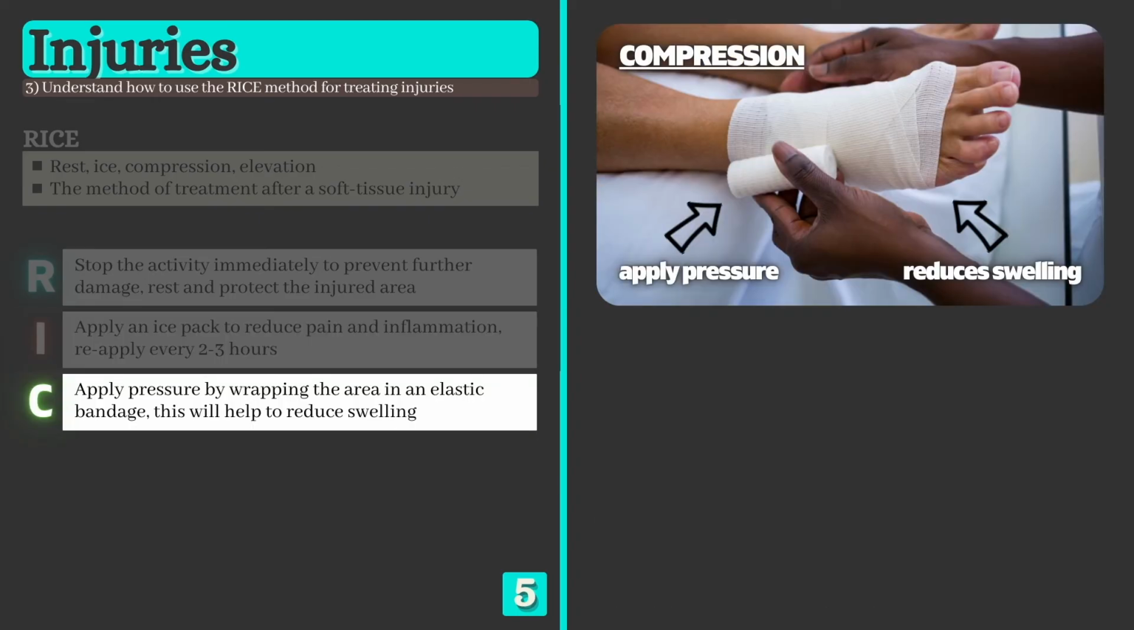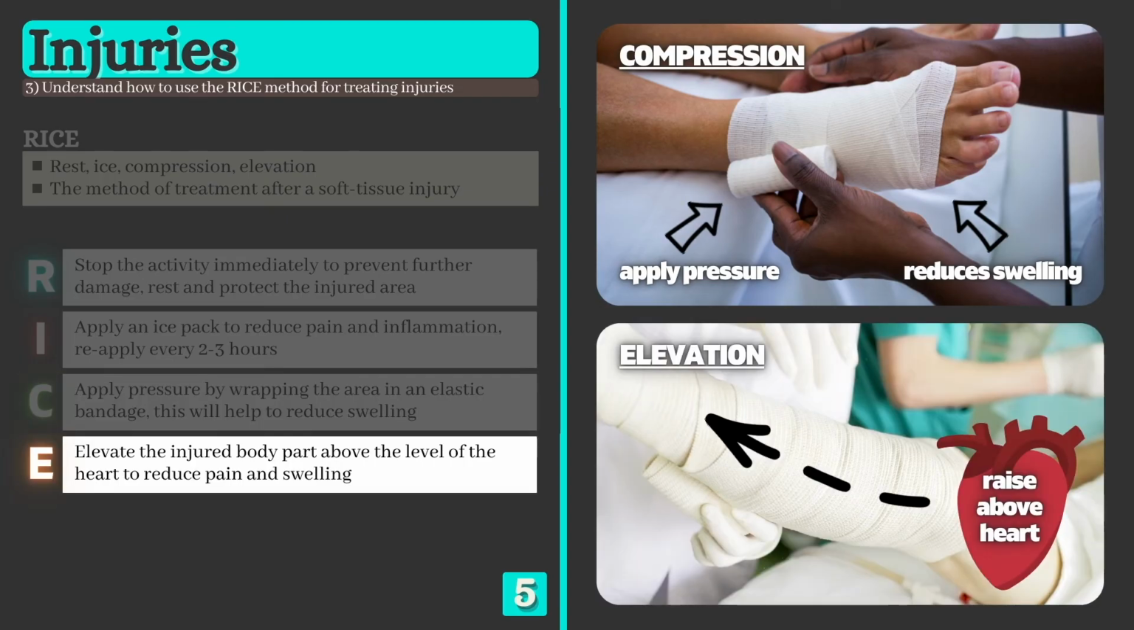Compression. The area should be wrapped in a bandage that's tight enough to help decrease the swelling and support the injury, but not so tight that circulation is cut off. Elevation. The injured body part should be raised or elevated above the level of the heart whenever possible. This helps blood and fluid to drain away from the injury due to gravity, which further reduces pain and inflammation.